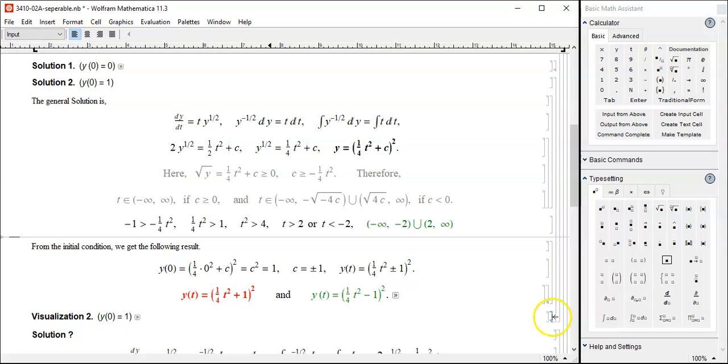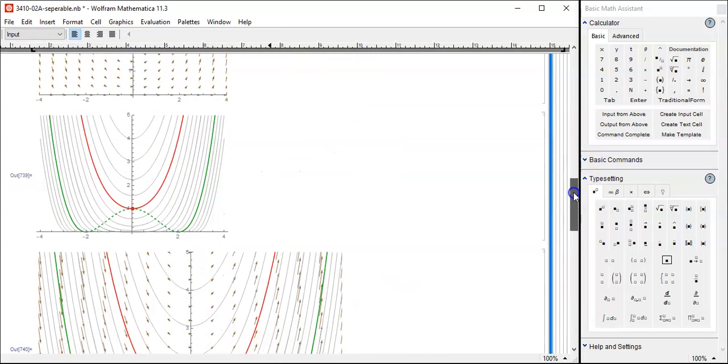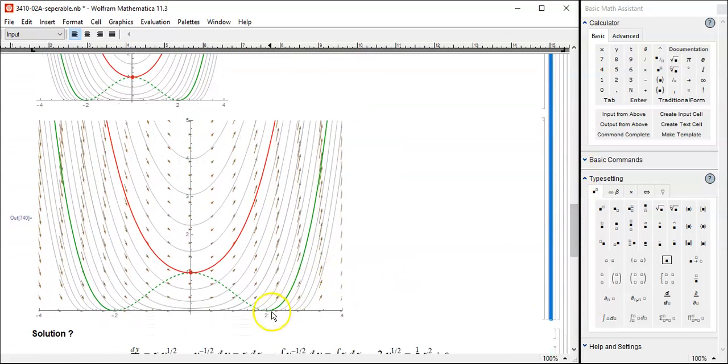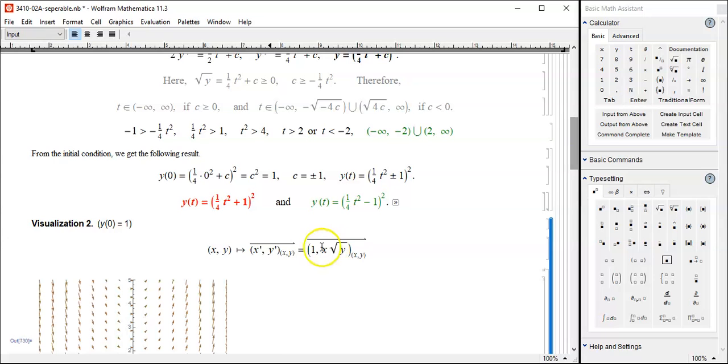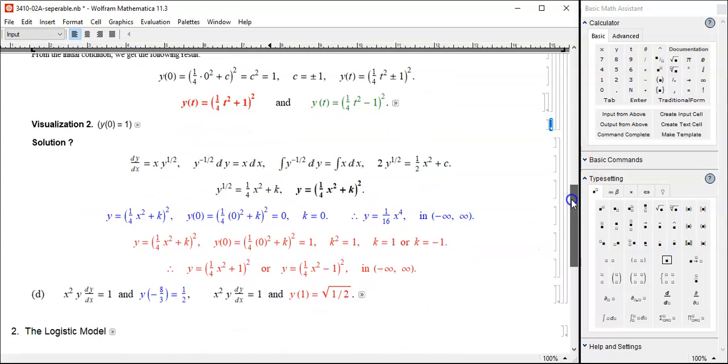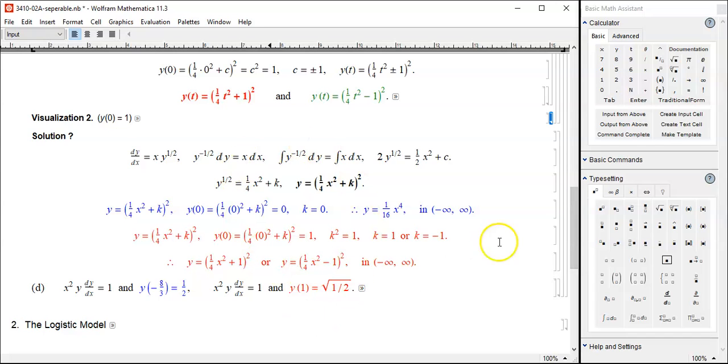Let's go back to the visualization there. Look at the green solution there. Beyond positive 2 and beyond negative 2, we have a solid curve here, and those follow the direction field. They are following the arrows, so they are okay. But in the middle, they're not behaving okay. You see this? So that one is extraneous, so you have to cast it away.